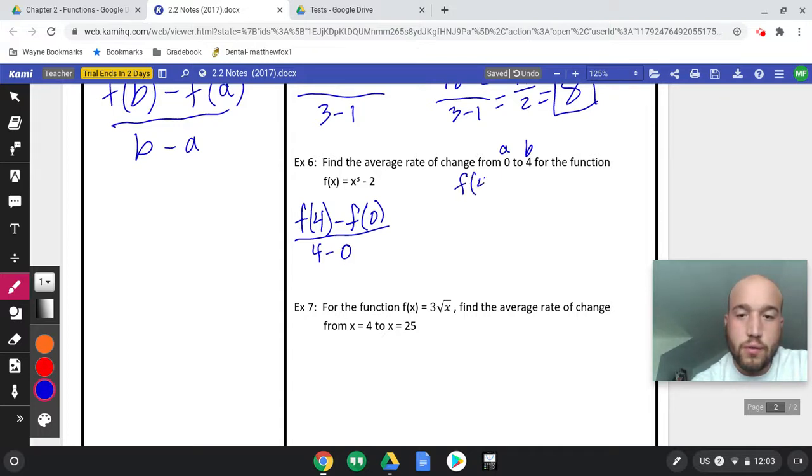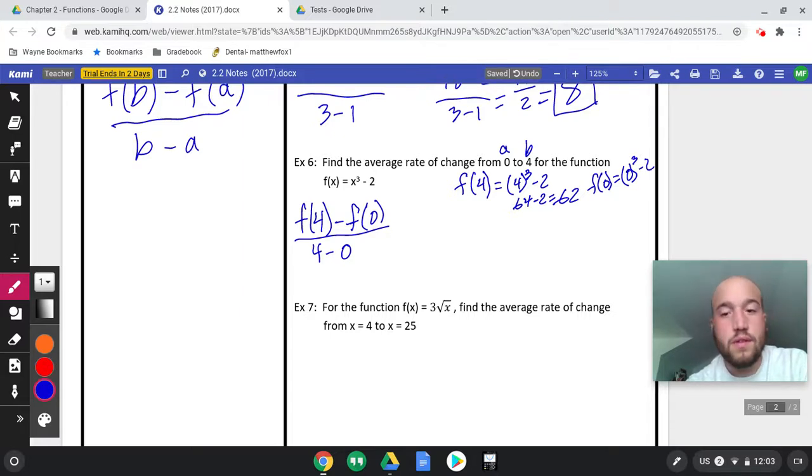So over here I'm going to do f of 4, solve for that. It's going to be 4 cubed, whatever we get, minus 2. So 4 cubed means 4 times 4 times 4. So 4 times 4 is 16 times another 4 is 64. Minus 2 gives us 62. And now let's also do f of 0. So that'll be 0 cubed minus 2. 0 cubed, 0 times 0 times 0 is still 0. Minus 2 gives us negative 2.